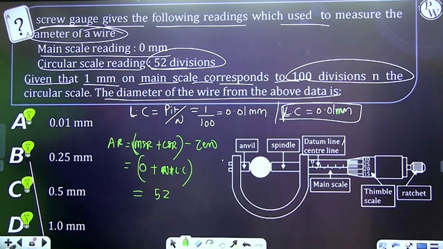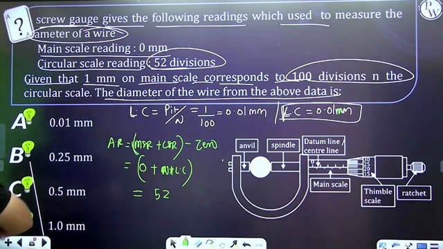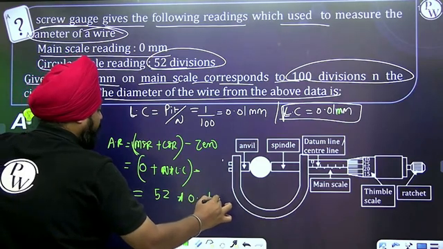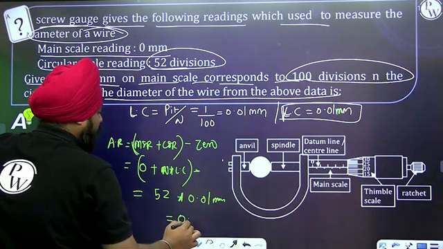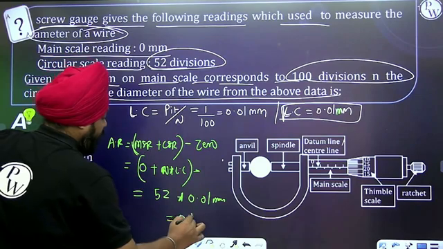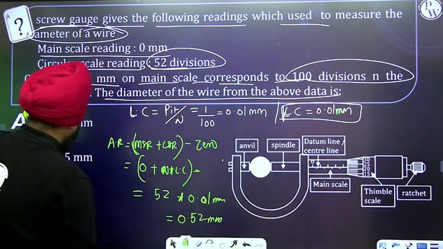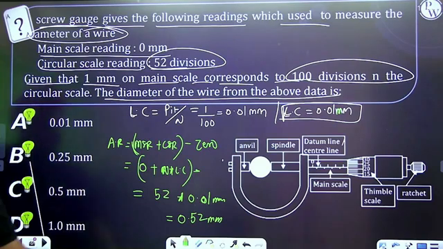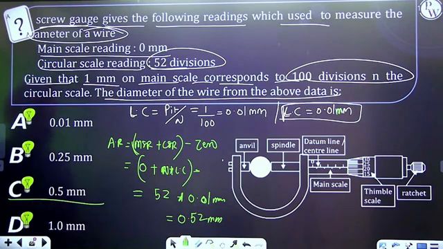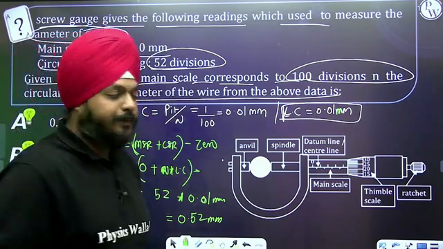Are we missing something? Circular scale reading is 52 divisions, 1 mm. The diameter of the wire will be what? So 52 into the least count, 0.01 mm, so you are going to get 0.52 mm. It is nearly equivalent to 0.5 mm. This is the perfect answer for this specific question.